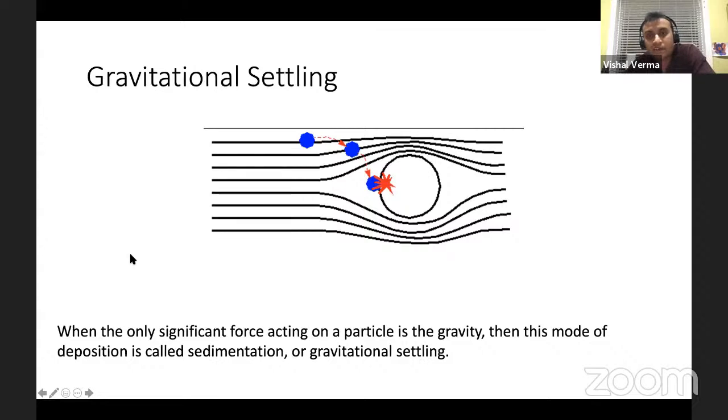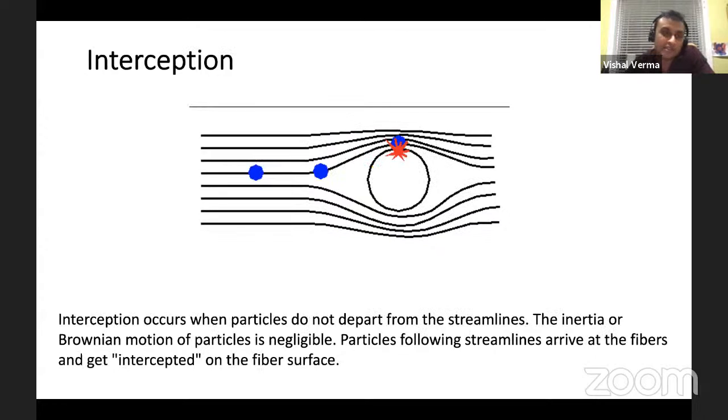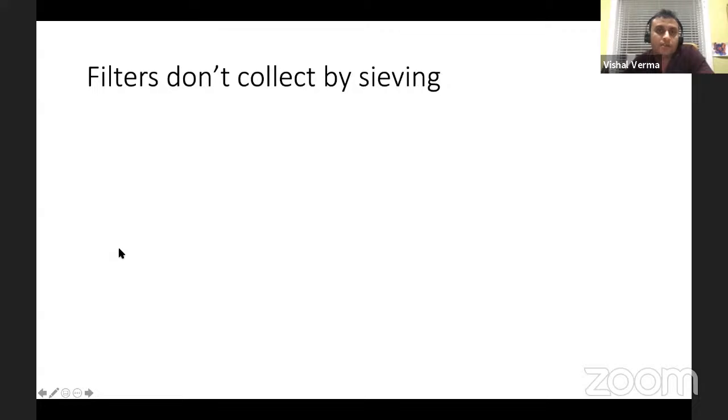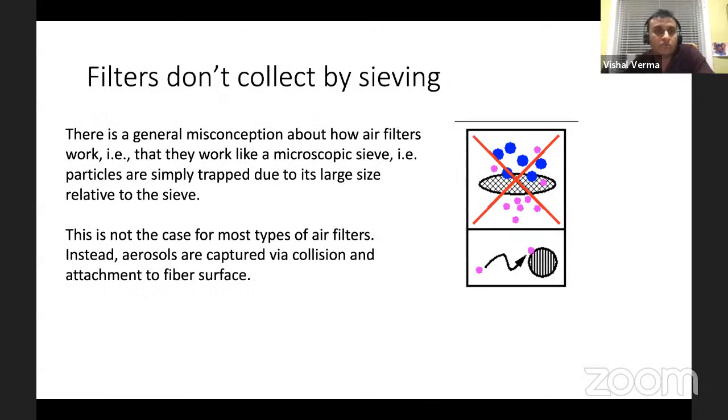And then gravitational settling is when the particle is too heavy, it just falls down onto a fiber. And finally, interception is also called the chance meeting, which is basically when the particle was in a streamline which was going to hit the fiber, so it just intercepted on the fiber. So interception is what you can call the sieving action, which is not a dominant mechanism in the filters or the mask. So I just talked about it, that the filters or the mask don't collect by sieving action, but by these four different mechanisms I just talked about.